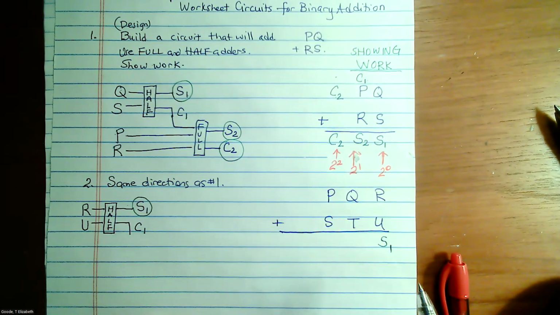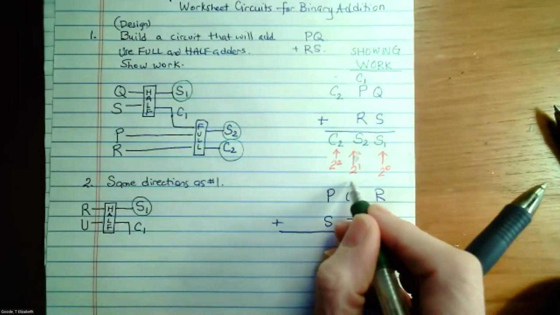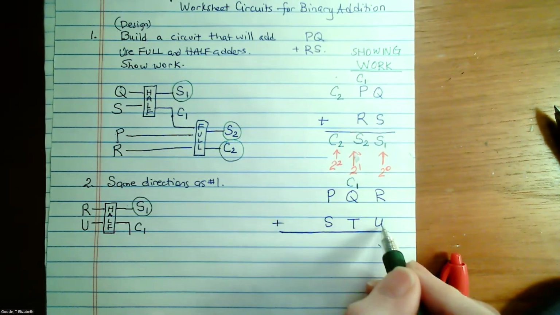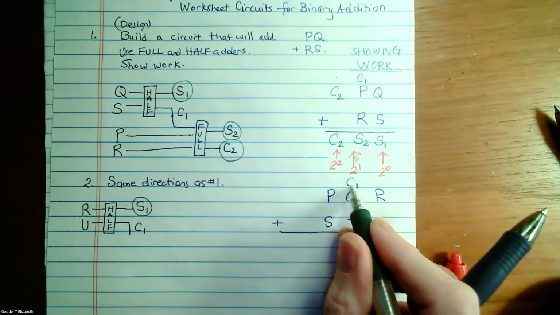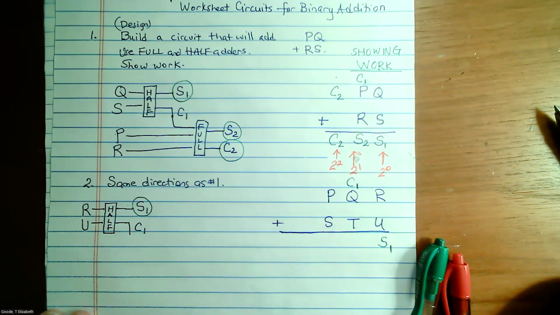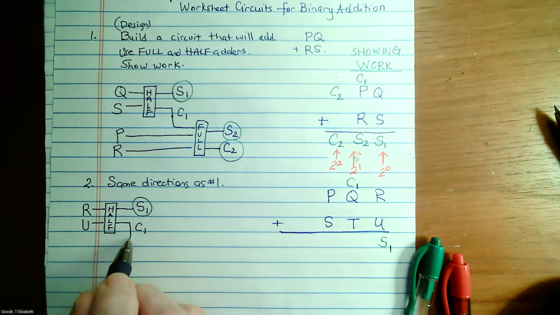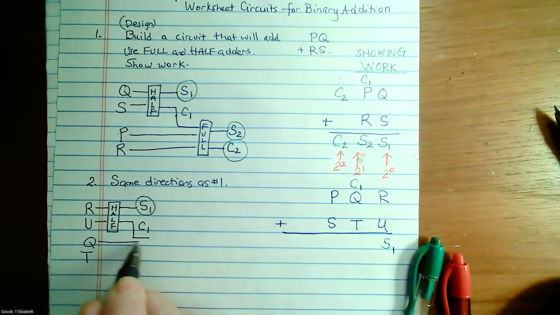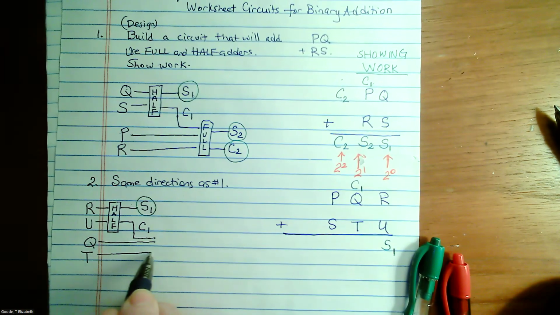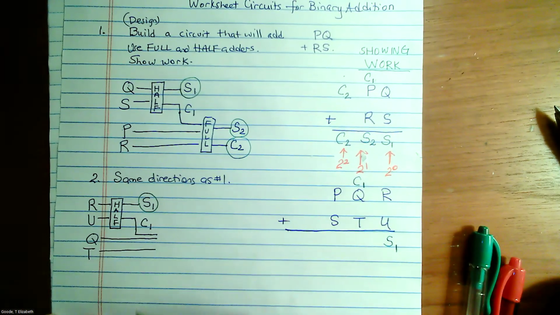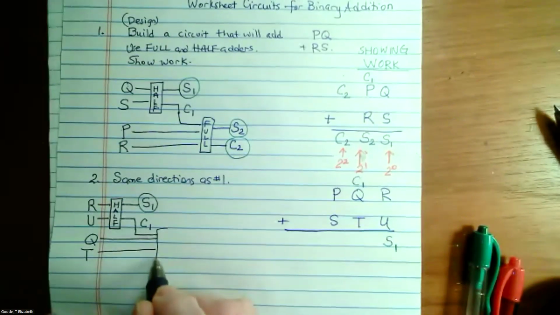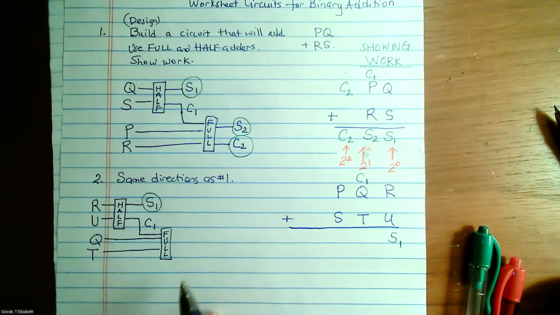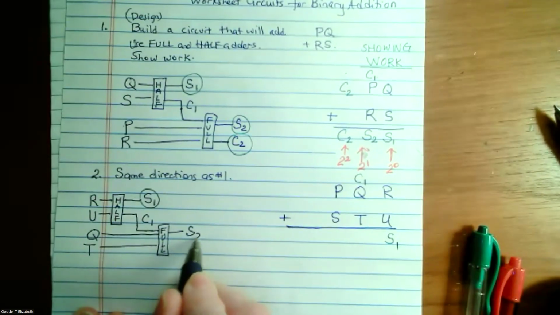Now, where does C1 go? C1 goes above Q. That's right, it goes one column to the left of the column containing the digits whose addition generated it. All right, so we have C1. Now, what are we going to add to C1? Q and T. So we'll put in Q and T input wires. And now we're going to run Q and T and C1 through a circuit. What do they get added with? A full adder. They sure do. And what should be our output from that? S2 and C2. Good.